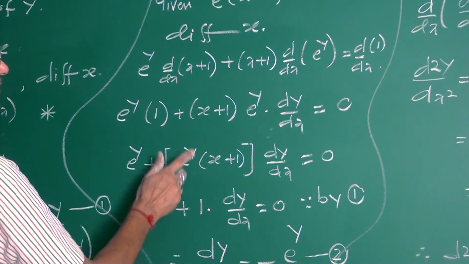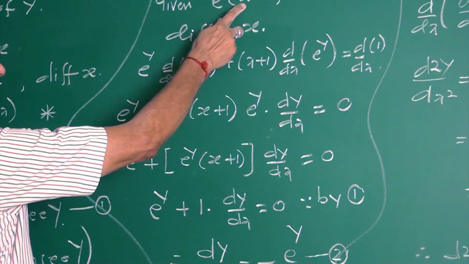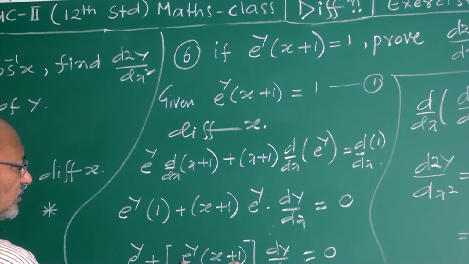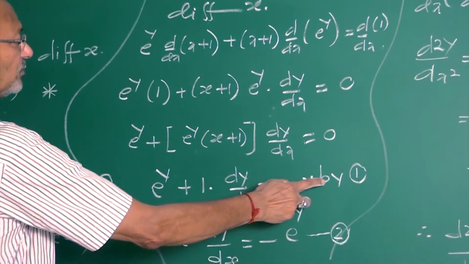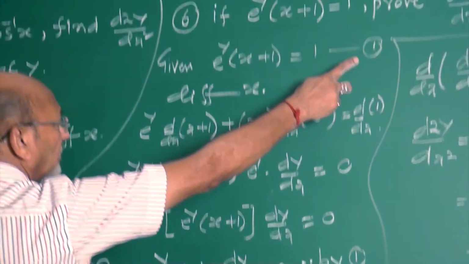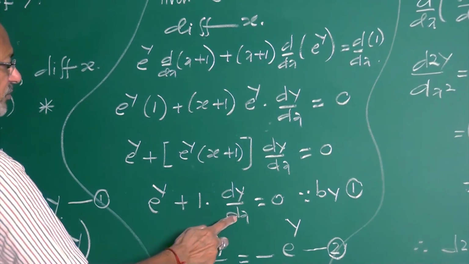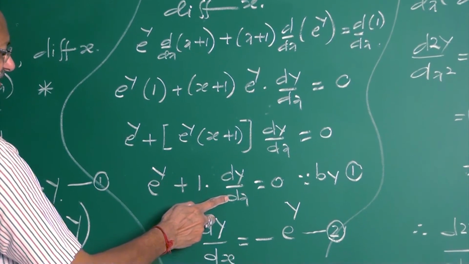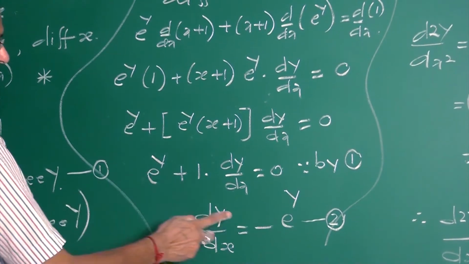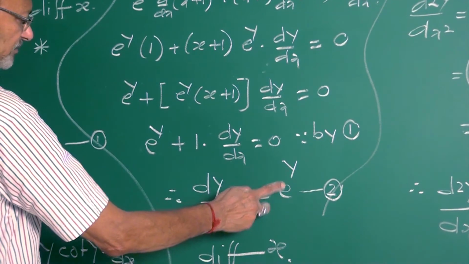But what is this by 1, my friends? e to the power y into (x plus 1) is 1, by equation 1. Substitute. This becomes 1 into dy by dx equal to 0. So dy by dx, shifting that side, is minus e to the power y.